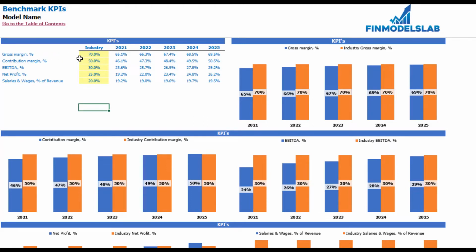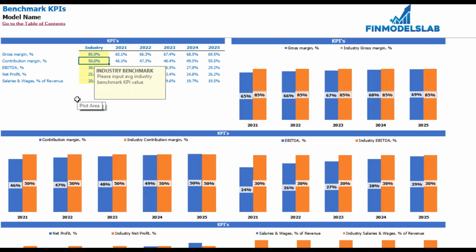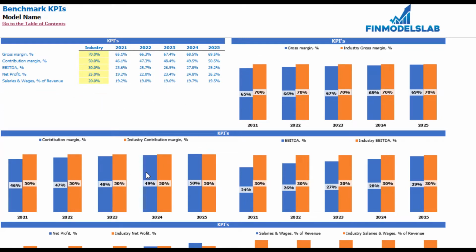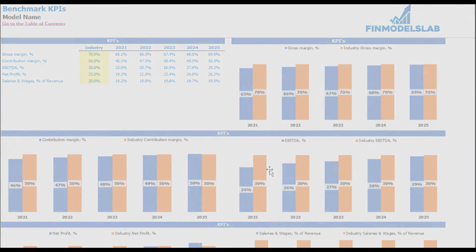For example, gross margin for your industry, for your particular country is 85%. So below you may see the same information in graphical form. As the orange columns you may see the industry values.